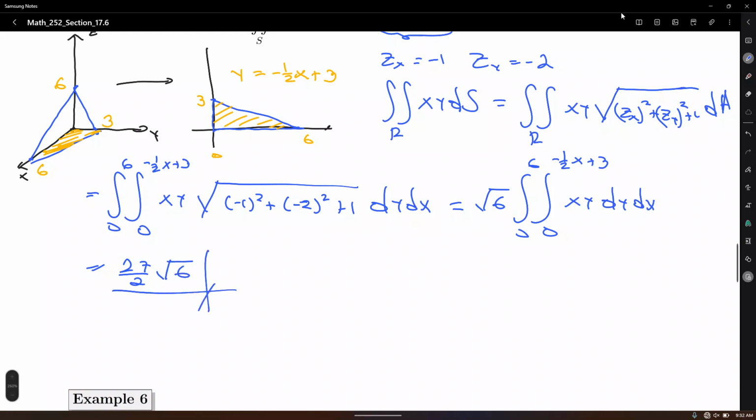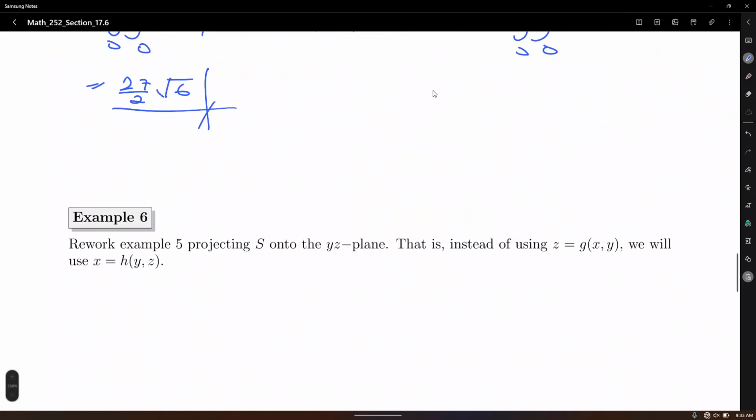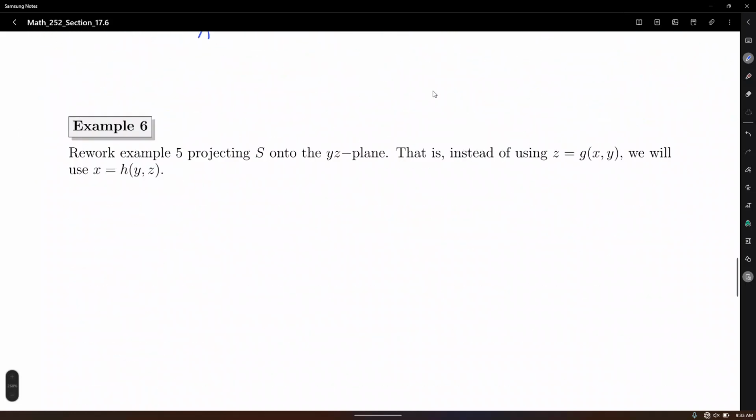Finally, for the first time, we're going to set up a double integral in a world other than the xy projection. You'll see how it's going to work. Example number 6. Rework example 5, projecting S onto the YZ plane, not anymore onto the XY plane. That is, instead of using z in terms of x and y, we will use x in terms of y and z because we will be projecting onto the YZ plane. Okay, let's go about it.